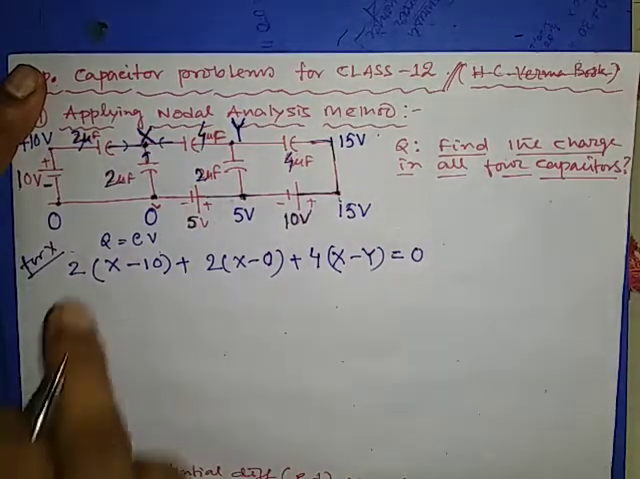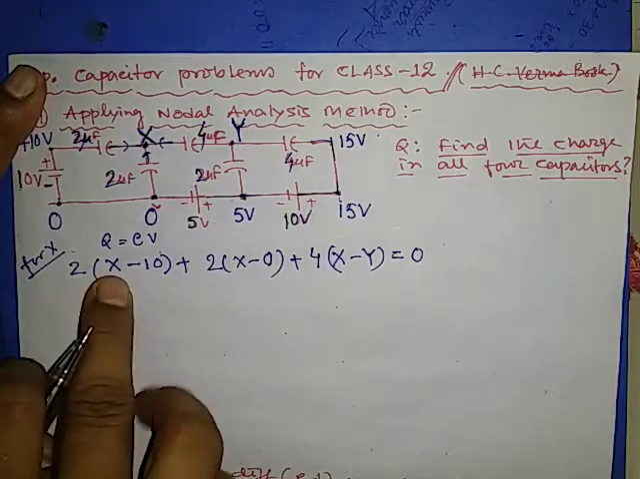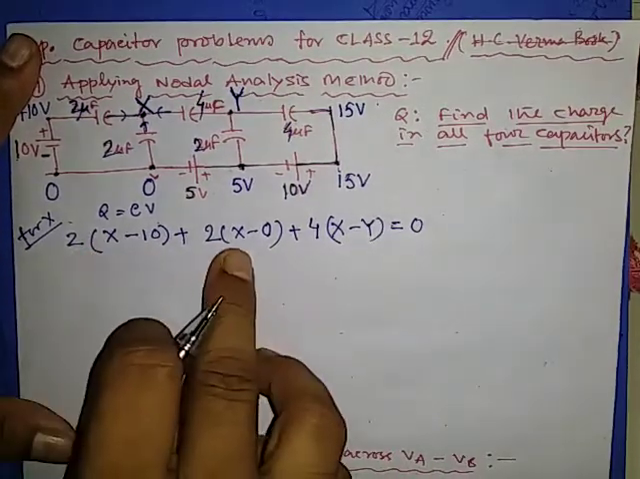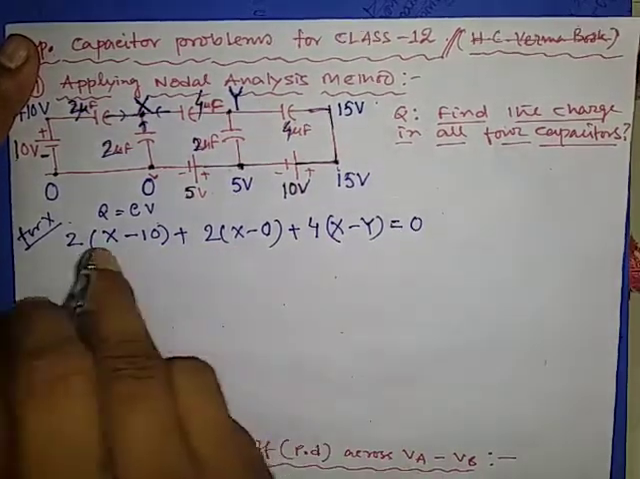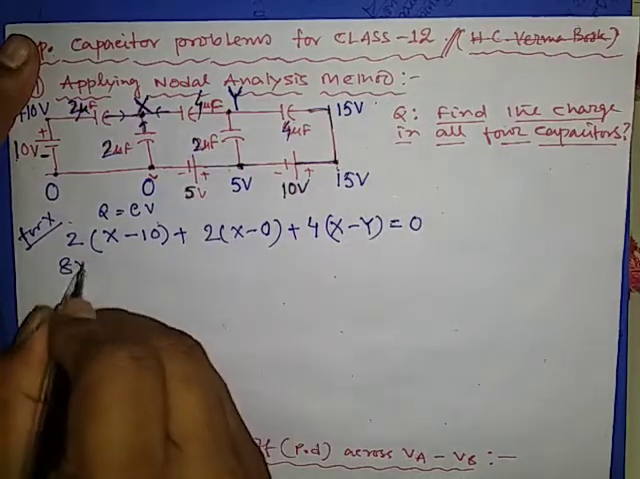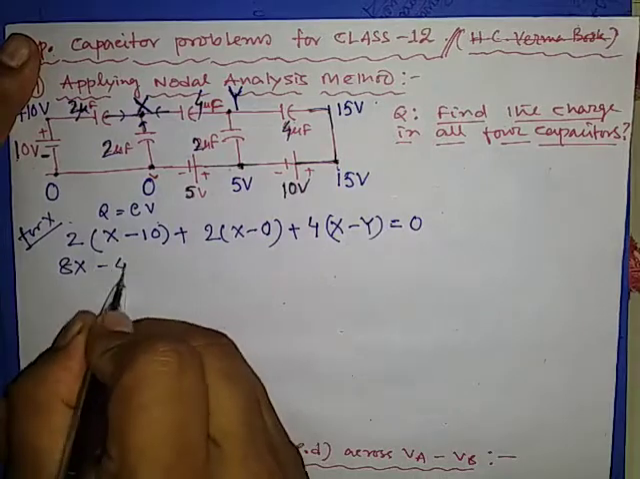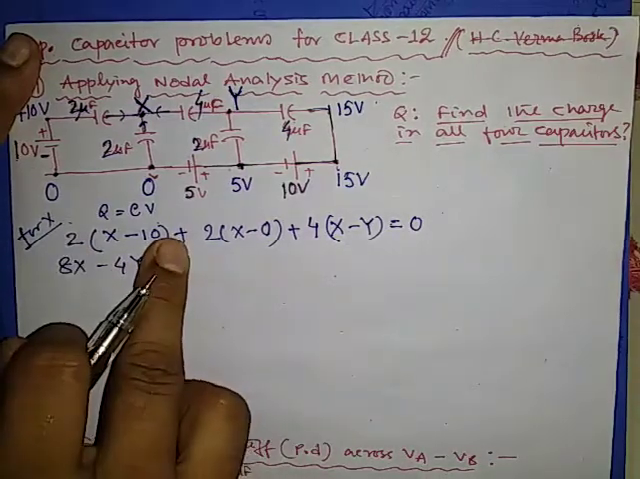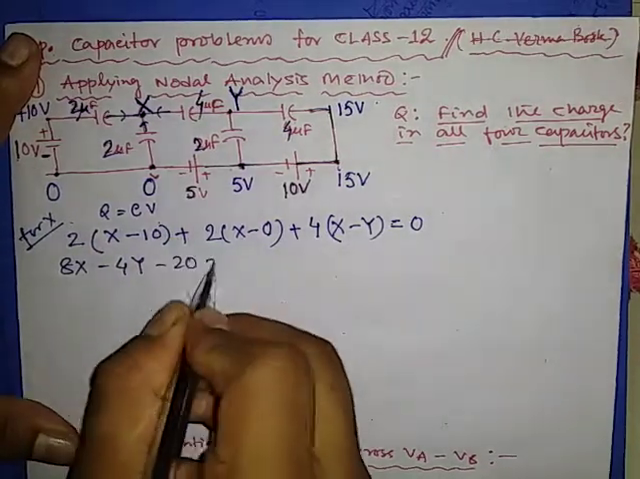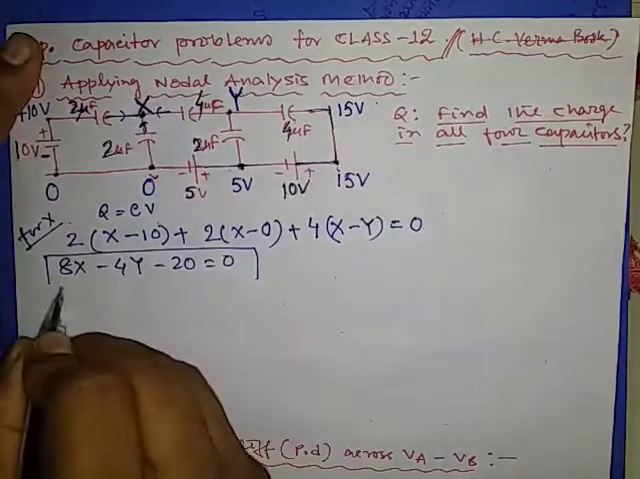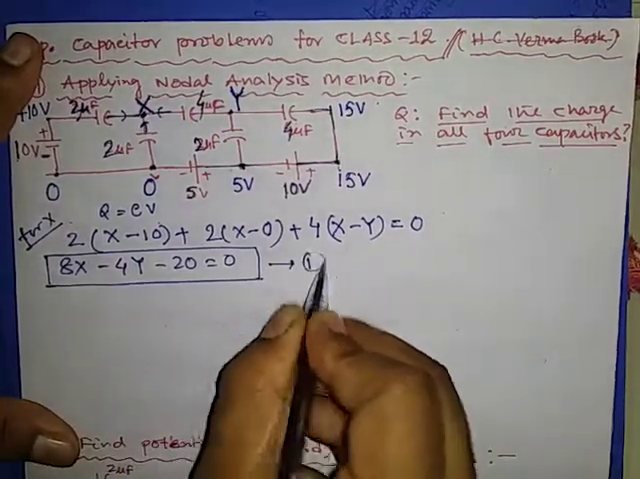And now for node y, but first of all simplify this. So 2x plus 2x, 4x, plus 4x, how much? 2, 2, 4, 4, 4, 8, so 8x, and y means minus 4y, right? Minus 20, so that is equal to 0. So this is equation number 1.